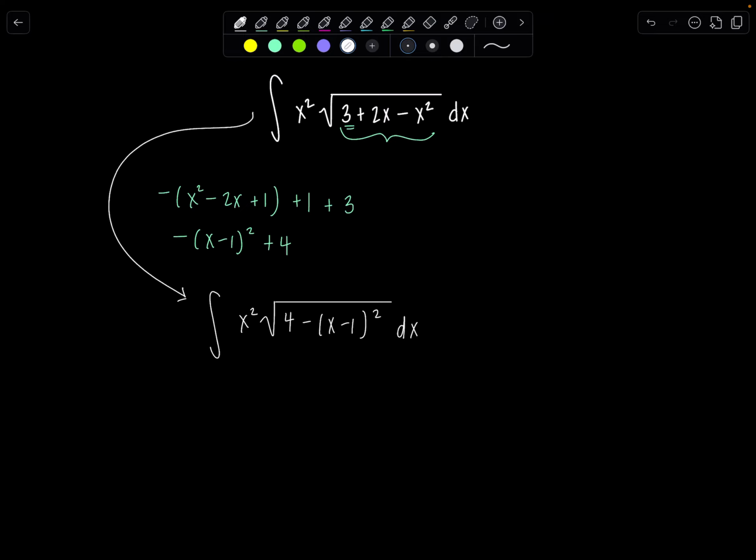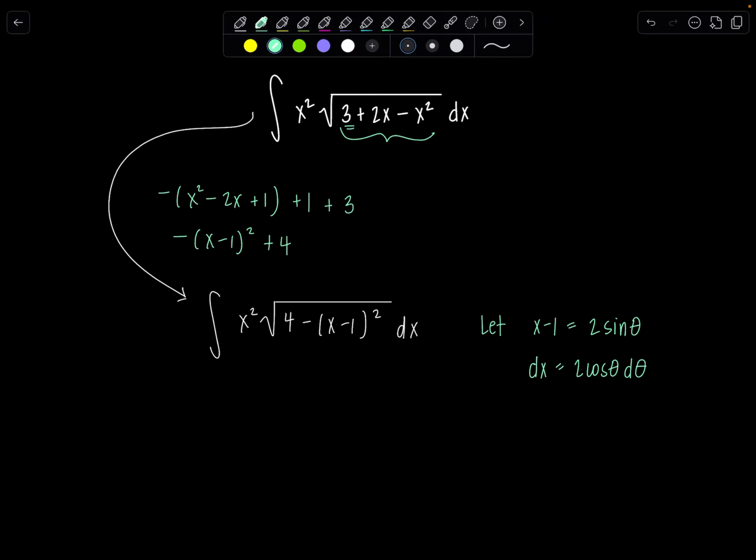Perfect. So in this case, when we're choosing which trig sub to use, since we have the constant first and then minus a variable quantity squared, we're going to go with sine theta. I'm going to let the entire variable quantity, so all of x minus 1, equal 2 sine theta. If you need a video on trig sub, I've got plenty all linked in the description. Then let's differentiate both sides. So dx equals 2 cosine theta d theta.